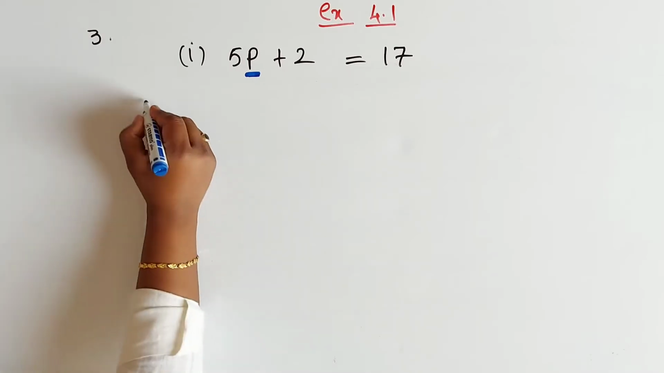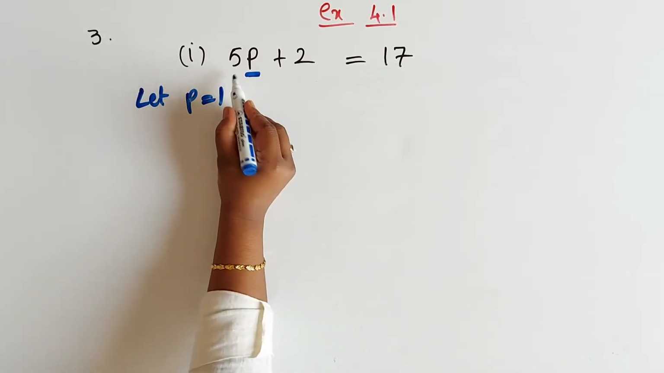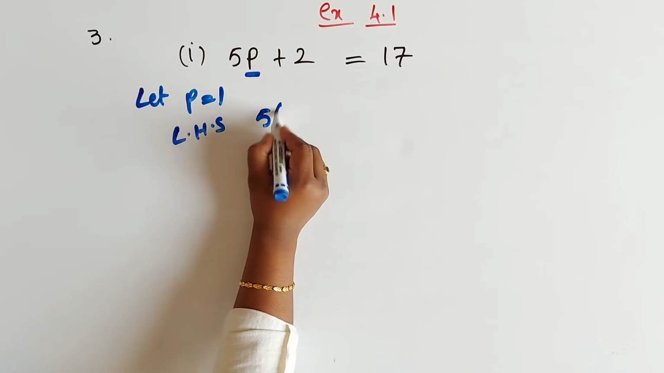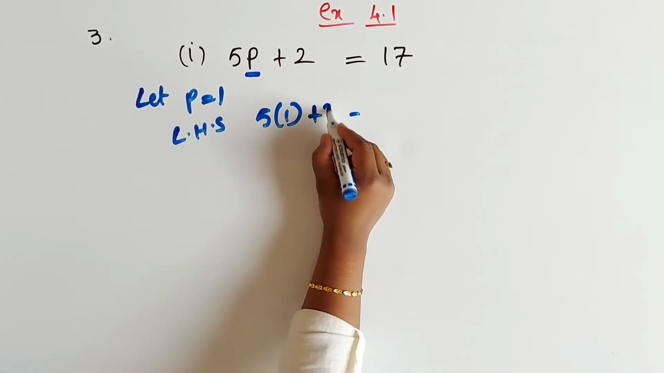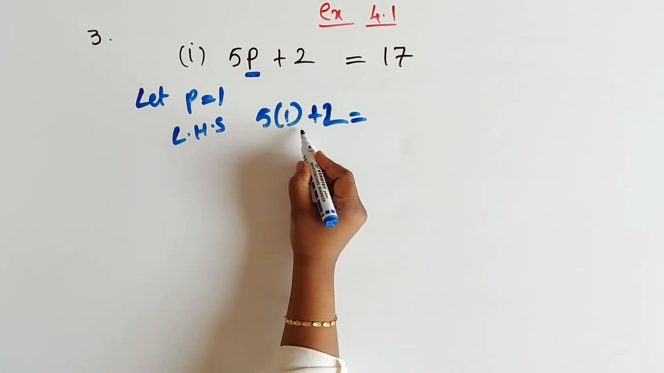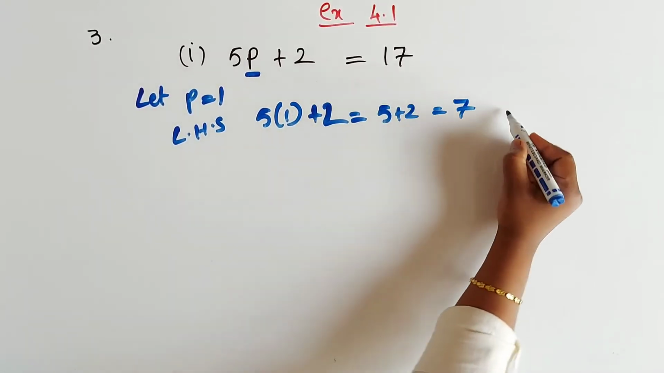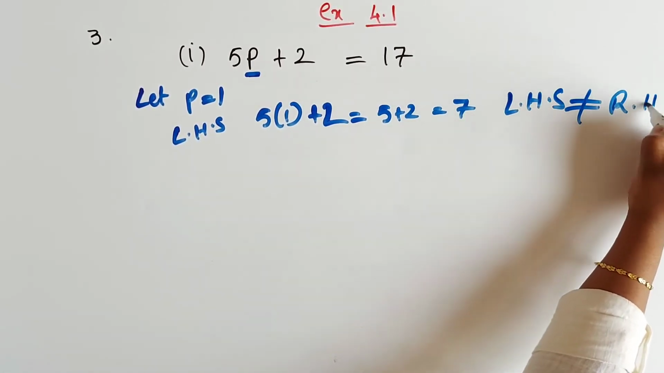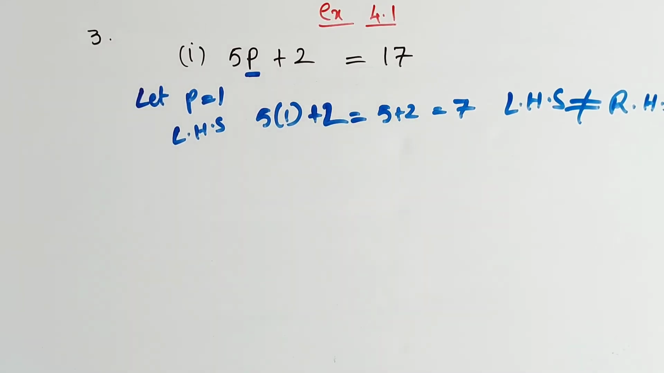Let us try p equal to 1. Right, children? Now LHS side 5 into 1. In place of p we are writing 1. 5 into 1 plus 2 equal to 5 ones are 5 plus 2, children, that is 7. Here LHS is not equal to RHS. Right, children? RHS is 17. No, we got 7. So that means it is not the solution for this equation.